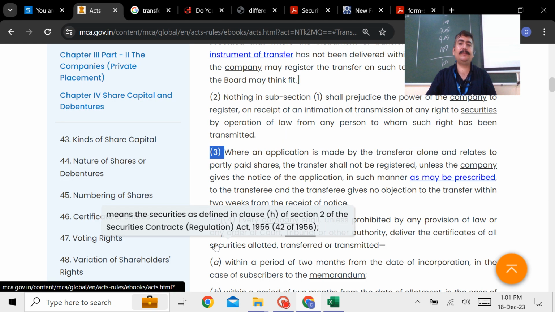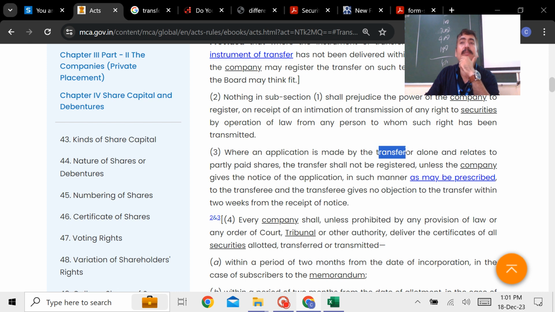What does it say? When the application is made by whom? In my example, who was the transferor? Bhavna. Alone means she came alone to the company, and it relates to what kind of shares? Partly paid up shares. The transfer shall not be registered unless the company gives notice to whom? To the transferee. And this notice will be for 14 days. How many days? Within 14 days, if you have any objection, please respond. Otherwise, we will register the transfer.